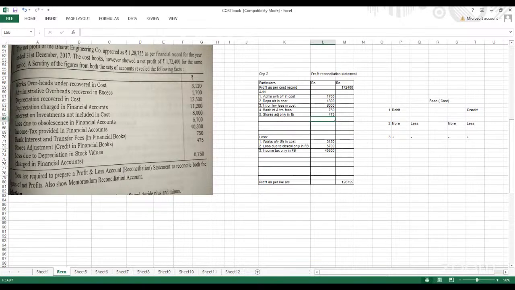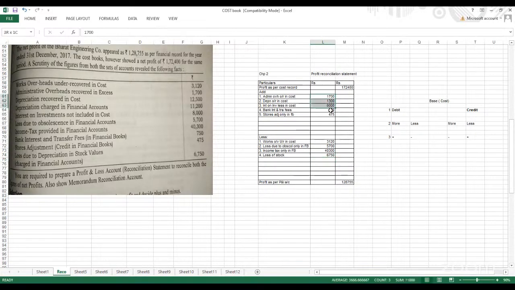Next, I think last one, loss due to depreciation in stock values charged in financial accounts. Meaning it's not in cost. Loss means debit item, so debit only in financial, and it's not there in cost at all, so it is less, so the effect will be less. So under less we will write 4, loss of stock. Okay, 6,750. That's it. Sum is done.